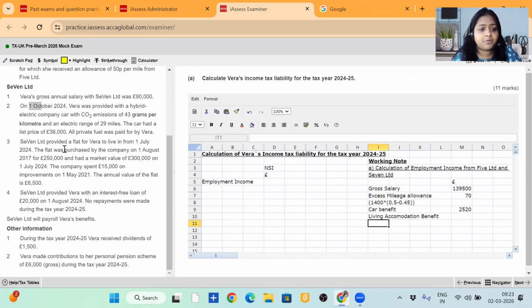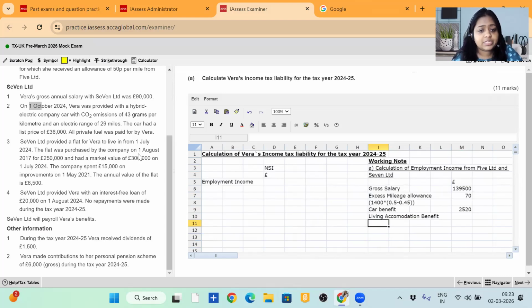Now, 7 Limited provided a flat for Vera to live in from 1st July 24. The flat was purchased by the company on 1st August 17. Stop. See the period between the two dates. Is it more than 6 years or not? 17 plus 6, we get 23. So it is more than 6 years. That means I will not take the original cost. I will take the market value when it is first provided to the employee.